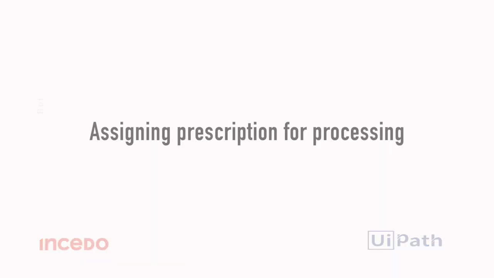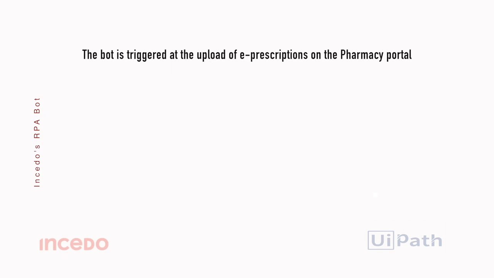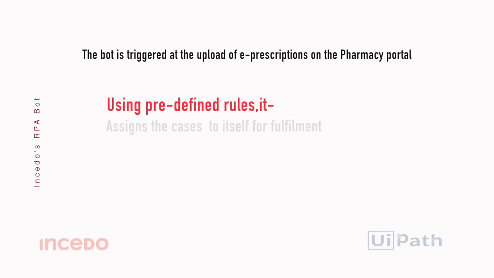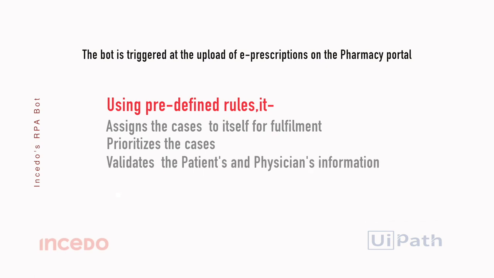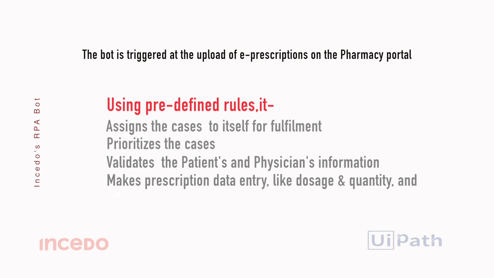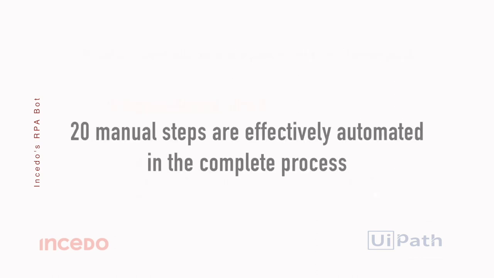Assigning prescription for processing. Once the bot is triggered at the upload of e-prescriptions, it uses predefined rules to assign the cases to itself for fulfillment, prioritize the cases, validate the patient's and physician's information, make prescription data entry like dosage and quantity, and submit the case for further processing. 20 manual steps are effectively automated in the complete process.